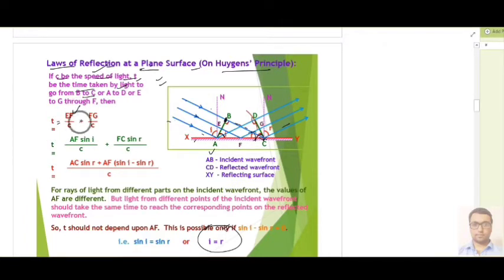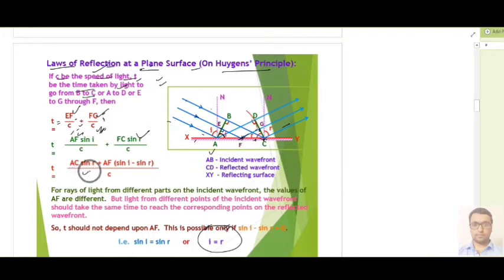That time will be equal to distance upon speed, that is EF upon C. Try to understand it in the diagram: E to F distance upon C, and F to G distance, from here to here, F to G distance upon C. And this EF will be AF sin I. Here you can see this EF will be AF sin I, because this will be your right angle triangle, and similarly you can understand this FG will be FC sin R.